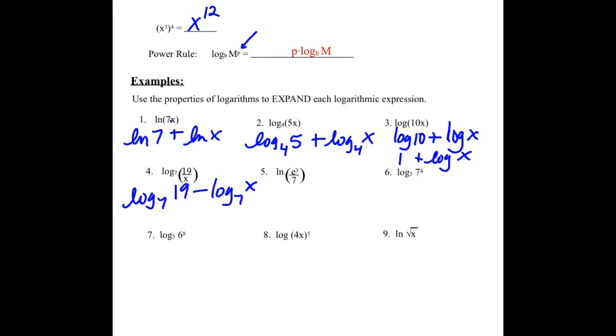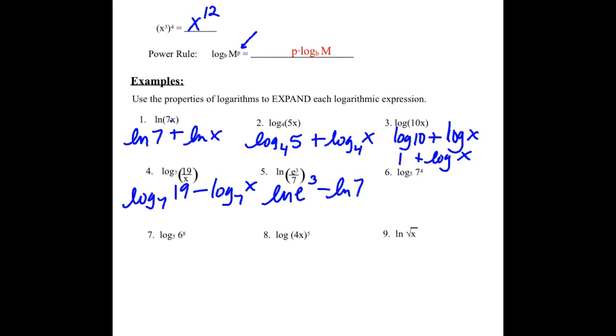Very similar, number 5, very similar to number 4. We are going to expand this. It becomes the natural log of e cubed minus the natural log of 7, right? That division gets pulled apart as subtraction. But there's one more thing in here. Of our 3, we also have an exponent. There's no multiplication in this one, but there is division and there is a power. We can do two things.